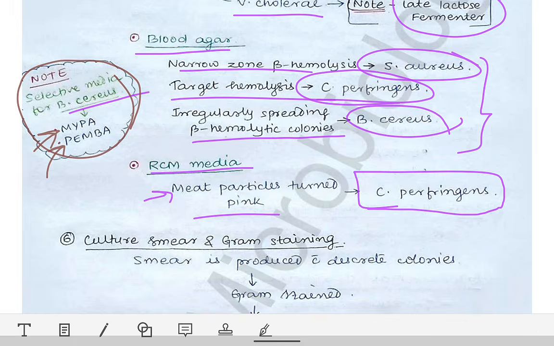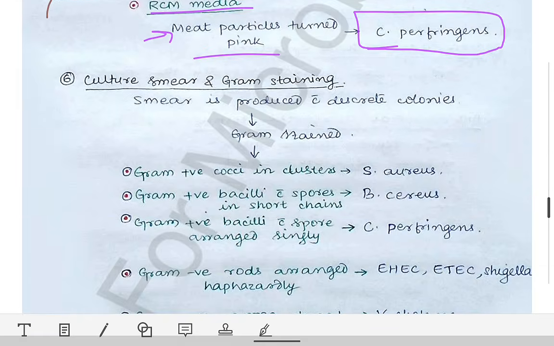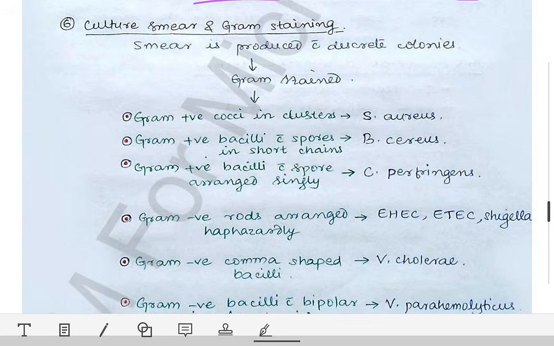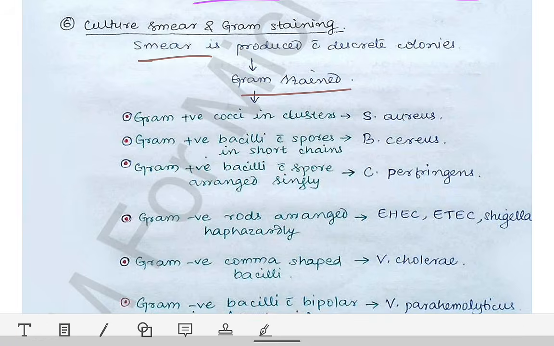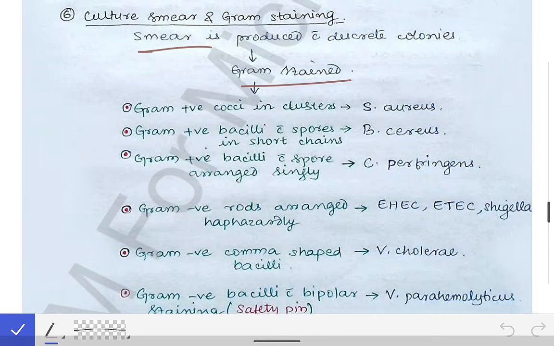Now let's come to our topic. After seeing the colony characteristics, we have to do the culture smear, and we have to see the organisms under the microscope after Gram staining. So with the discrete colonies on the culture media, we will make a smear and Gram stain the smear. After Gram staining, if we see gram positive cocci in clusters, then we may think that it may be Staph aureus.